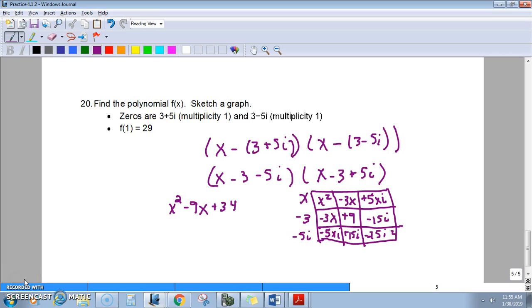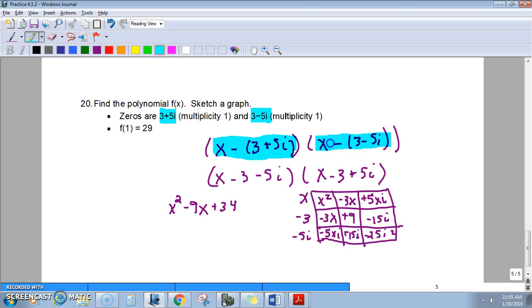All right, you guys, so I kind of already started this, so I'll just walk you through what I did while the other video was processing. The zeros are 3 plus 5i and 3 minus 5i, so that 3 is positive. So both of my factors that I set up, I have x, because the 3 is positive, x minus that imaginary number, right? X minus that imaginary number, and also x minus this imaginary number, okay?